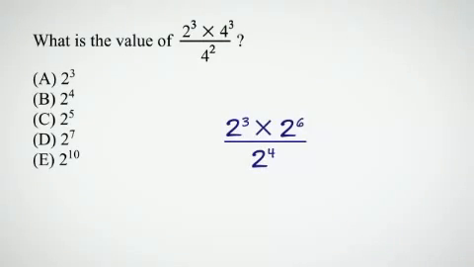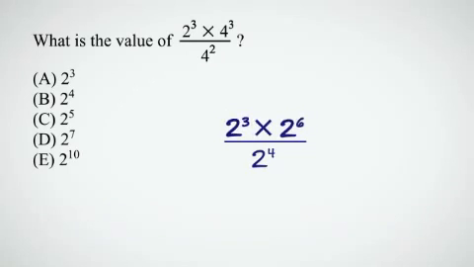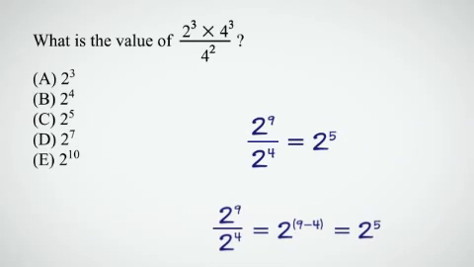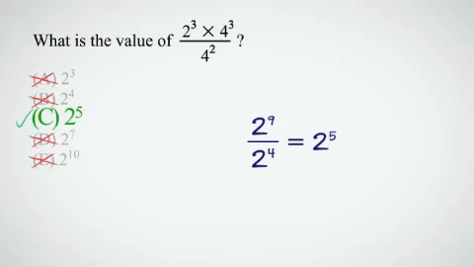Now that you have bases of 2, each with 1 exponent, use Rule 1 to simplify the numerator. When multiplying a base to 1 exponent times that same base to another exponent, you can add the exponents. 2 to the third power times 2 to the sixth power becomes 2 to the ninth power, as 6 plus 3 equals 9. Finally, you're left with a base to a power divided by that same base to a different power. Looks like it's time for Rule 2. Subtract the exponents to leave 2 to the fifth power, as 9 minus 4 is 5. Answer choice C is correct.